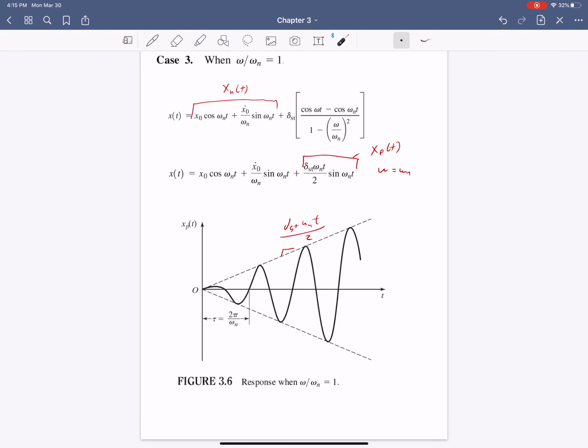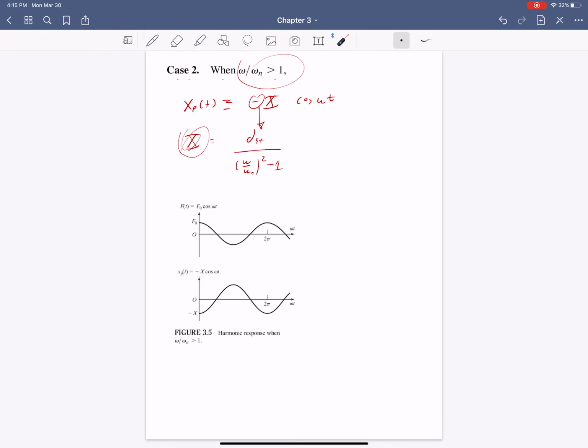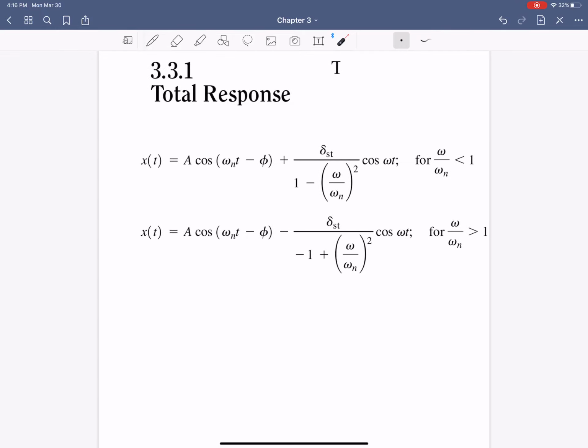Now, let's see, next page of notes. Okay. So we have case 1 and case 2, which are really the same. It's just a difference in phase. Okay. And then now we have our total response.